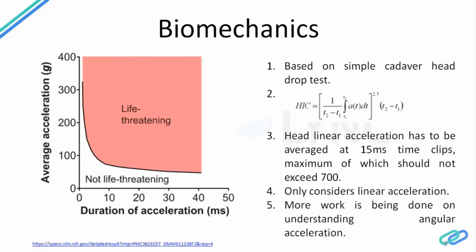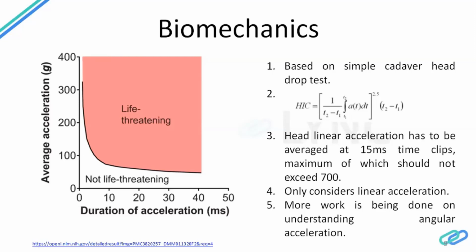So when you do an analysis, you have your crash test done. What you do is you take the linear head acceleration and plot it, so you will have some graph, and there will be a peak. Then you divide the entire x-axis into 15 millisecond intervals, and for every 15 milliseconds you average that acceleration. When you average all the 15 millisecond intervals, the maximum that you will get should not exceed 700. That is your HIC, head injury criteria.